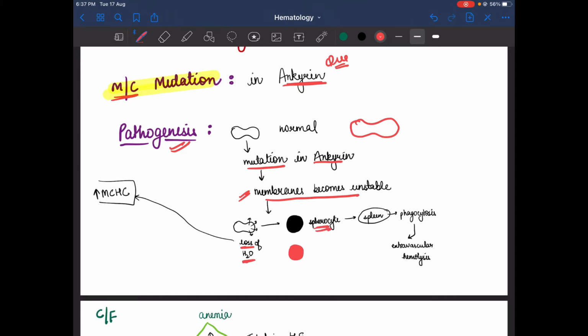As the spherocytes pass through the spleen, which has very narrow blood vessels, they get phagocytosed by the macrophages, which engulf the red blood cells. In this way, extravascular hemolysis occurs in hereditary spherocytosis. And as I told you, there is an increase in MCHC only and only in hereditary spherocytosis.